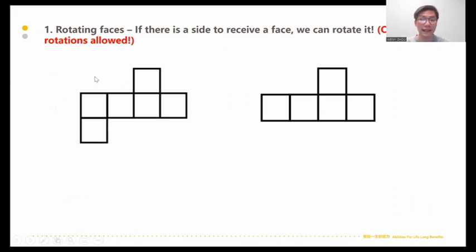So here is the first rule then. When we rotate faces, if there is a side to receive the face, then we're allowed to rotate it, okay? And I'll show you guys what I mean by this rule.